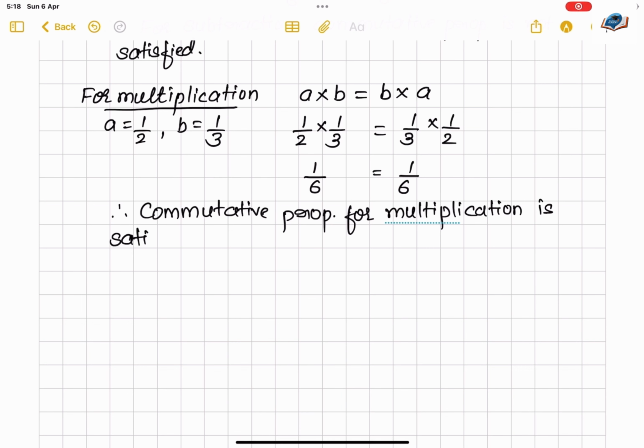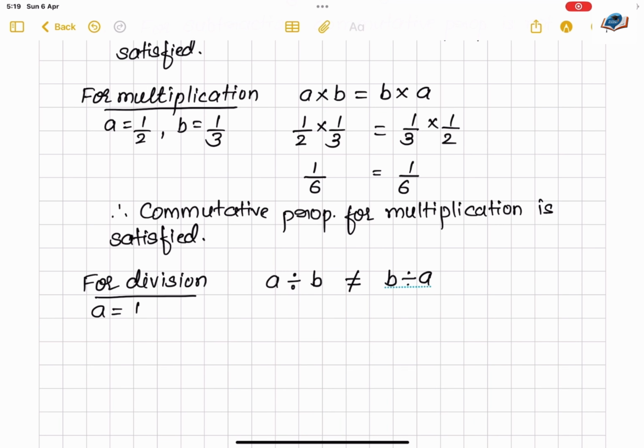Then comes division. So here it says A divided by B should be equal to B divided by A. But this is next to impossible. It can't be possible that 1 divided by 2 will be equal to 2 divided by 1. So same way I am taking A equal to 1 by 2, B equal to 1 by 3. So A divided by B will be 1 upon 2 divided by 1 upon 3, which will not be equal to 1 upon 3 divided by 1 upon 2.